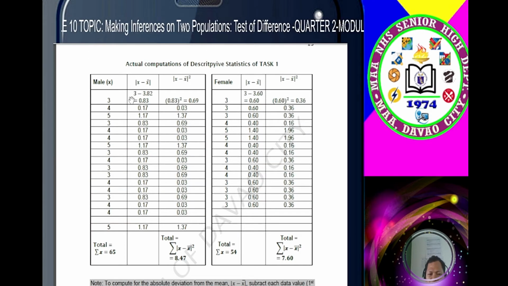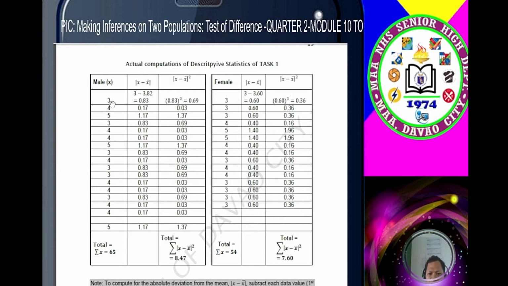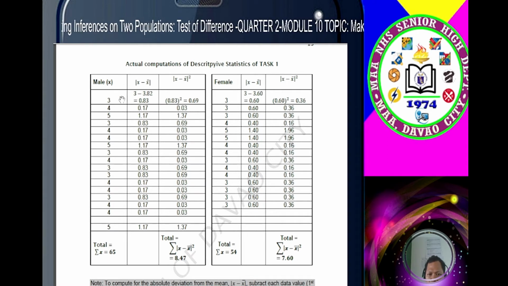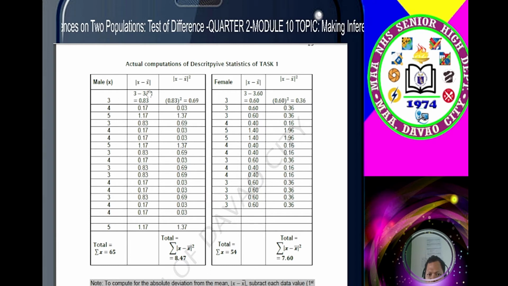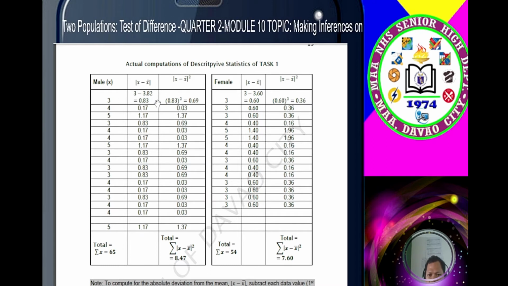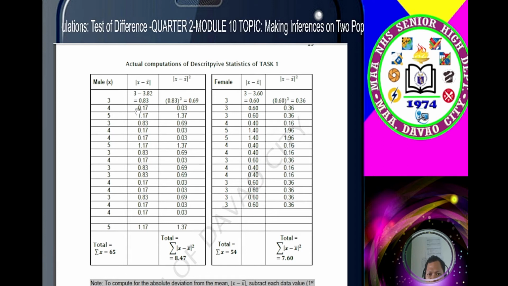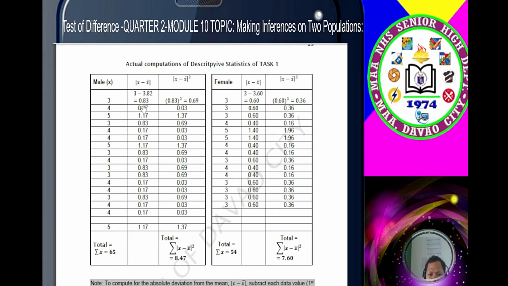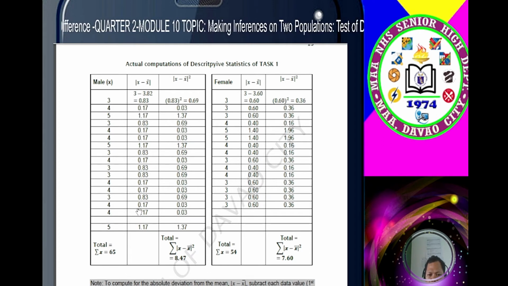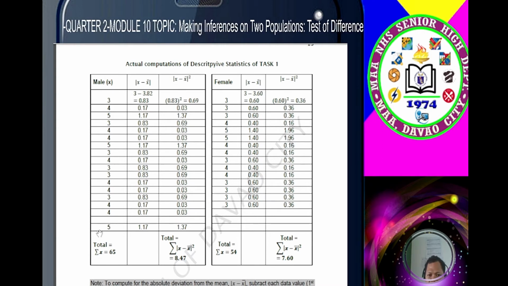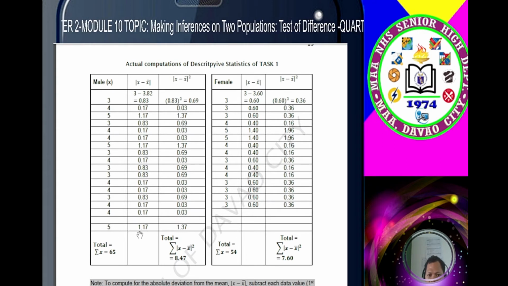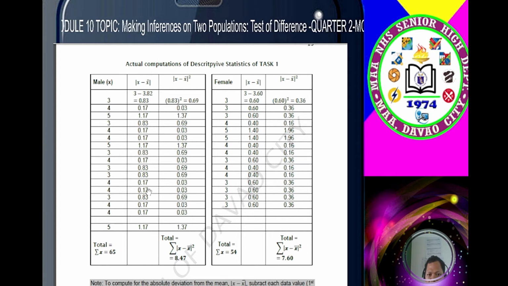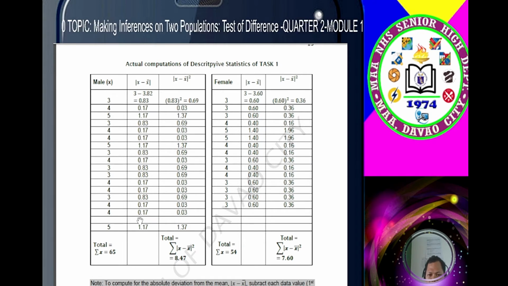So here is the difference now. Subtract the mean, which is 3.82, individually from the value of x. So 3 minus 3.82 is 0.83. Then 4 minus 3.82 is 0.17. Do this until you reach all the x up to the last row, 5. So that is the difference from the mean.